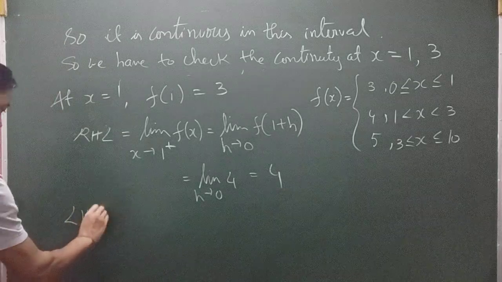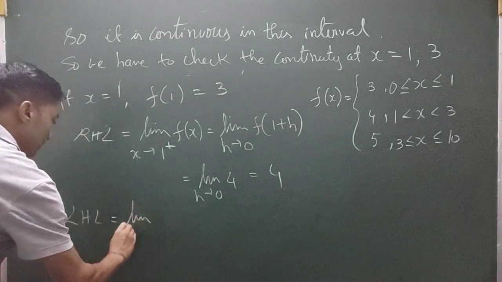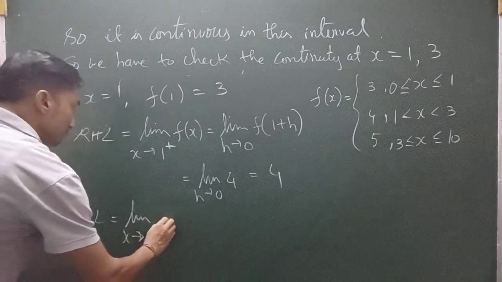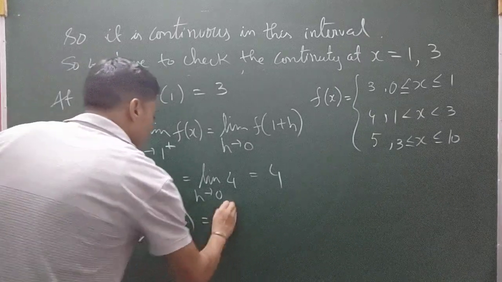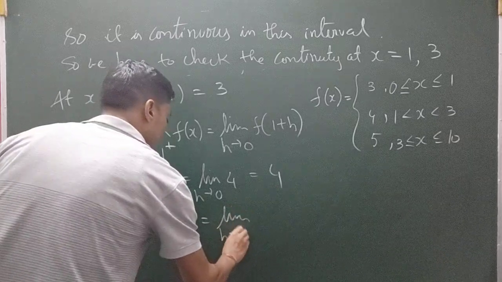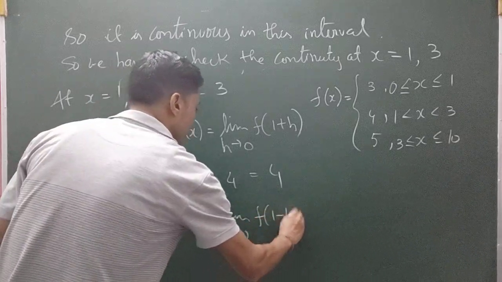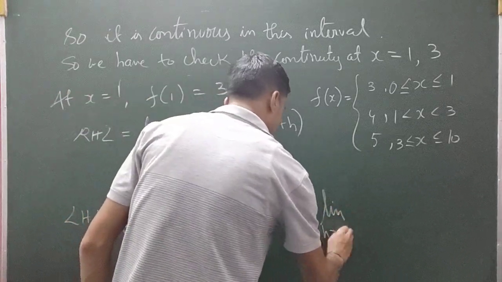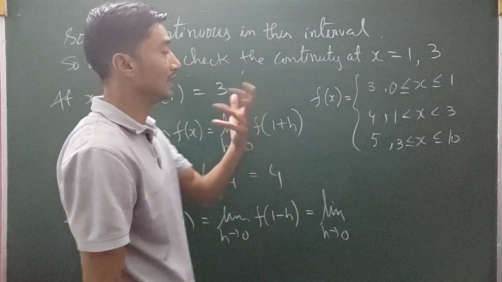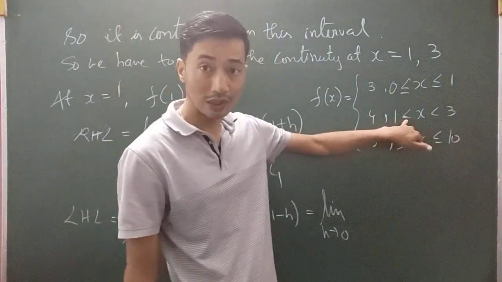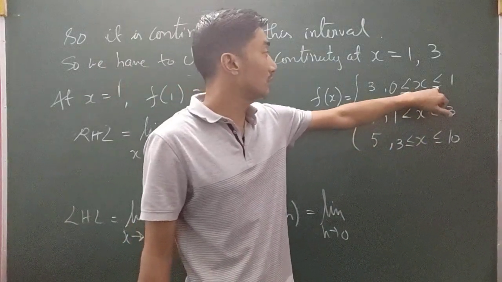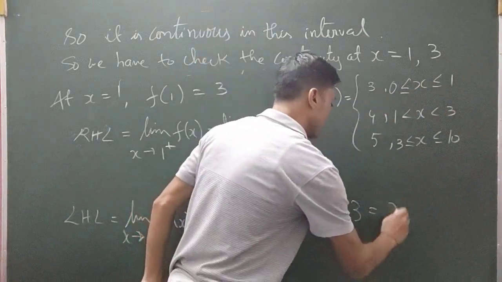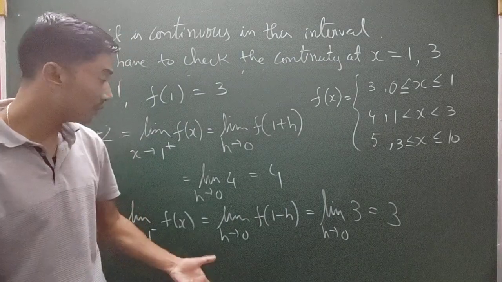What about the left hand limit? The left hand limit will be the limiting value as x tends to slightly less than 1. F of x, so that will be the limiting value as h tends to 0, f of 1 minus h. This time it is slightly less than 1. Now this is greater than 1. We are now going to talk of slightly less than 1. Less than 1 represents how much? 3. So now here what happens? It is 3.